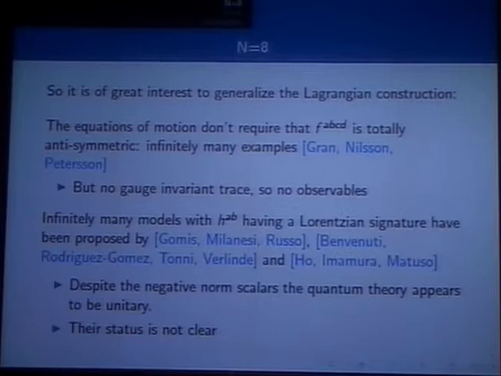Now, another big industry has been the fact that you can have H be degenerate, so not have a positive definite structure. The Lorentzian structure in particular has been proposed by these three groups. And there's been quite a lot of work on that, and I'm not really going to discuss it here. I will say that you would have thought this was crazy, but it's not as crazy as you might first have thought. And it looks like you can deal with the apparent non-unitarity, although whether or not it just becomes super Yang-Mills or not is a question that's not clear. So I'm just going to say that the status of these models is not yet clear.